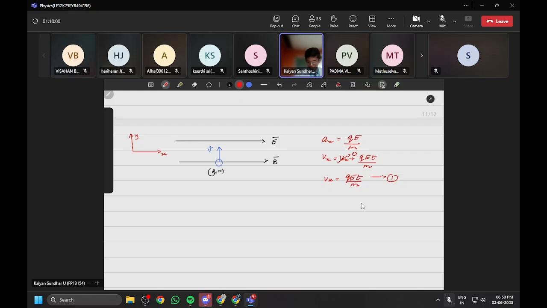Now what about your force due to magnetic field? qvB னு இருக்கும்.